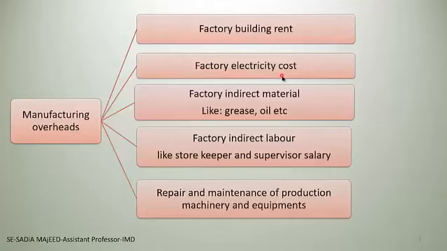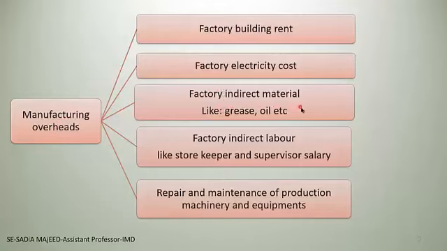Now see, they have specifically mentioned the factory electricity cost. That means the electricity involved in the machining and manufacturing, not the electricity consumed by the administrative offices, but specifically the electricity consumed by the factory. That means your production unit, your manufacturing unit, would be part of manufacturing overheads.